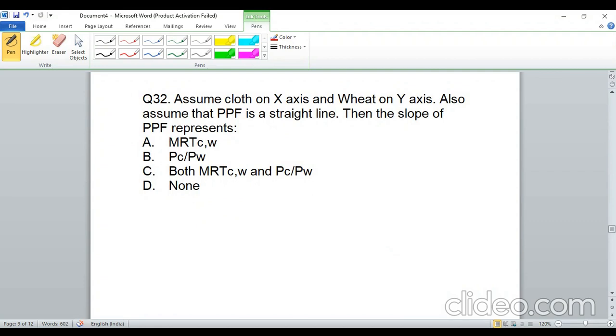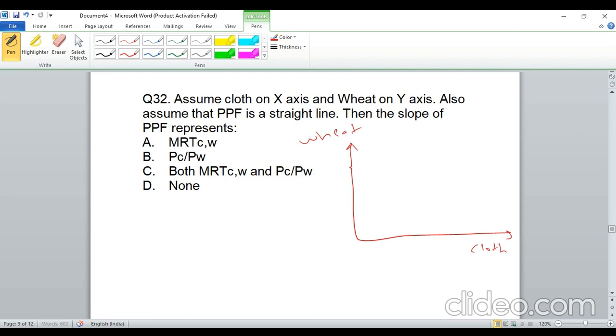Okay, next question. Question number 32. Here it was given that assume cloth is on the x-axis and wheat is on the y-axis, and also that the PPF is a straight line. Then we were asked what the slope of the PPF represents: whether it is the marginal rate of transformation with respect to cloth and wheat, or is it PC by PW, or both MRT and PC by PW. If we draw the PPF, they have given that cloth is on the x-axis and wheat is on the y-axis.